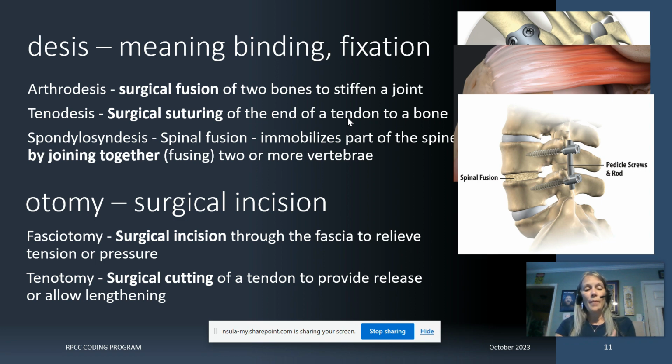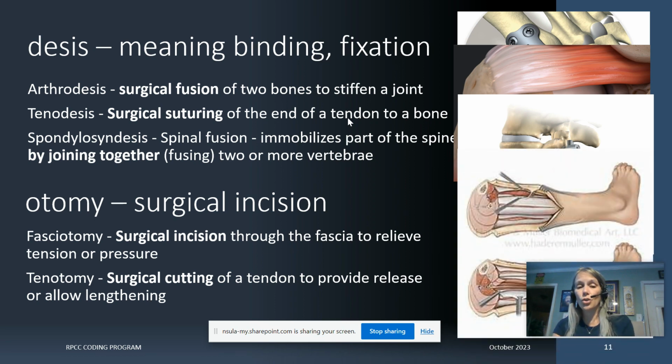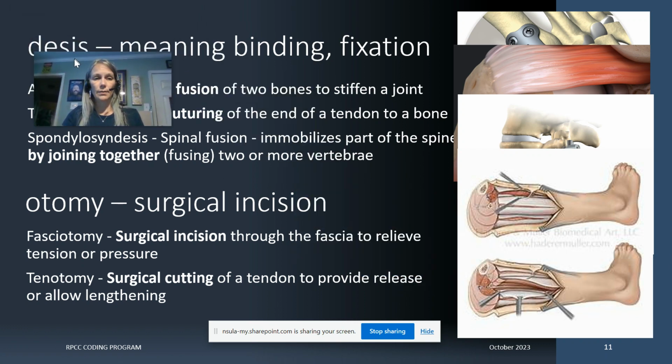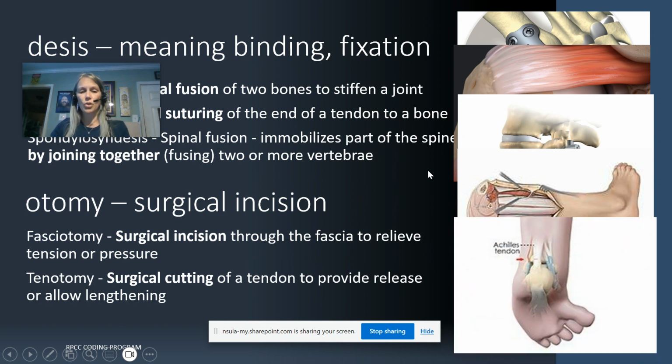And then remember, otomy is meaning surgical incision. So your fasciotomy is your surgical incision through the fascia to relieve tension or pressure. Let me move my little thing to the top so you can see all these pictures. And then your tenotomy is when you have surgical cutting of a tendon to provide release or allowing lengthening.